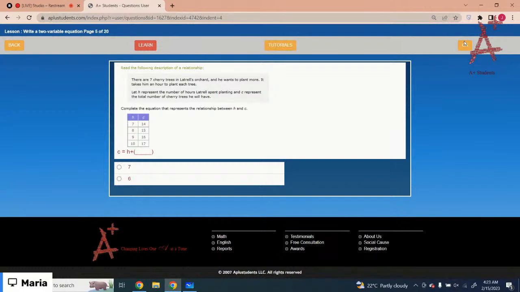7 times 7 is 14. 7 plus 7 is 14. 8 plus 7 is 15. 9 plus 7 is 16. And 10 plus 7 is 17. That means for each value of H, we are going to add 7 to get the values of C. Got it? So it would be C equals H plus 7.